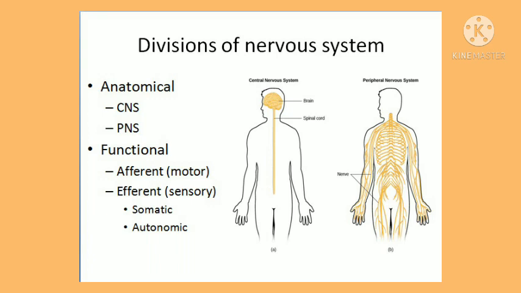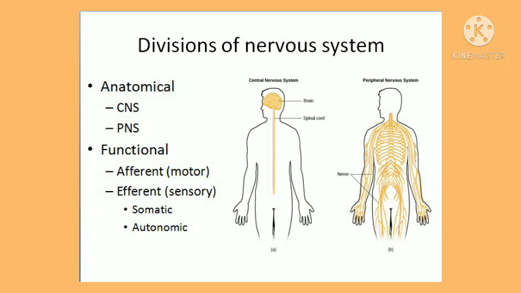The second one is called the peripheral nervous system, or PNS, which includes 12 pairs of cranial nerves and 31 pairs of spinal nerves. These provide afferent impulses to the central nervous system and carry efferent impulses to muscles, glands and blood vessels.